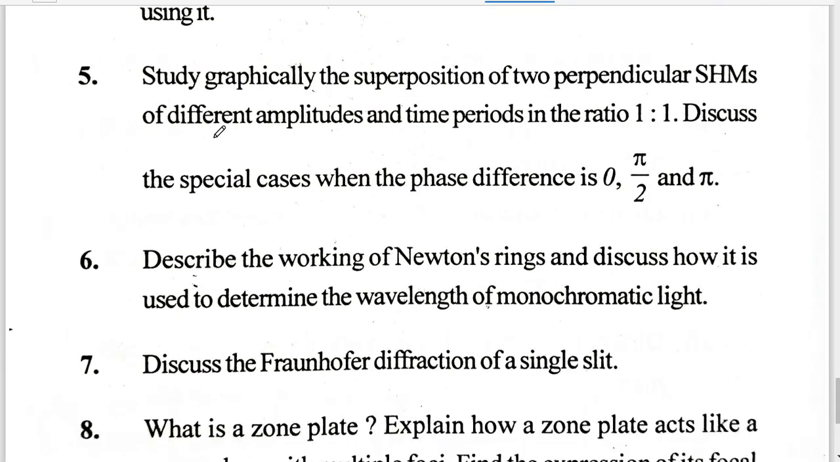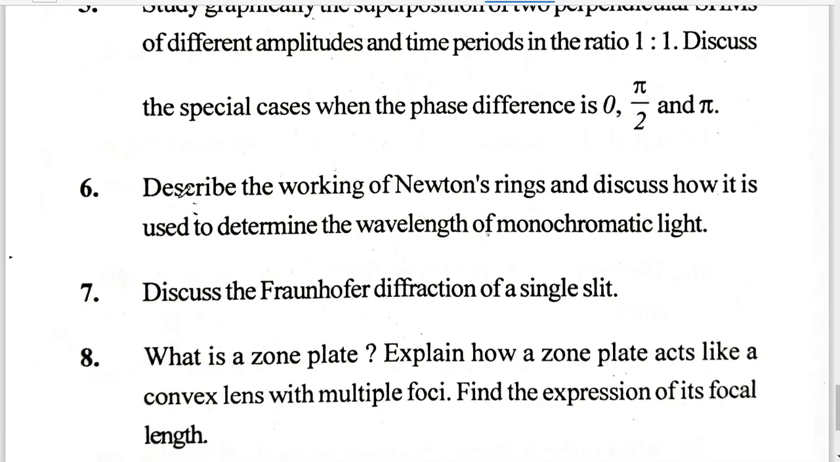Next is: study graphically the superposition of two perpendicular SHMs of different amplitudes and time periods in the ratio 1:1. Discuss the special cases when the phase difference is 0, pi by 2 and pi. This is basically the Lissajous figures.